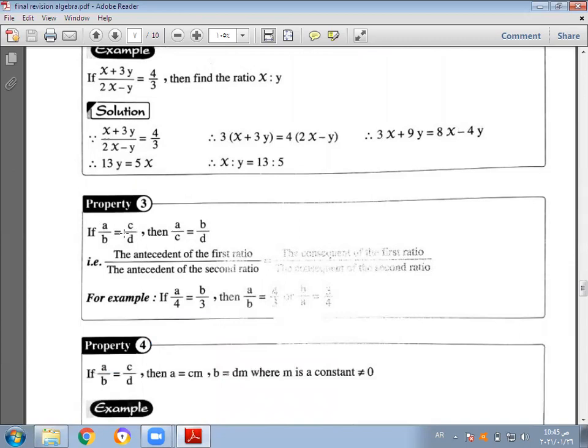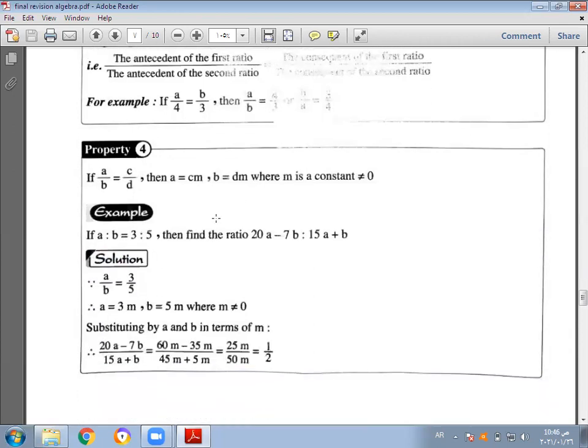Property number 3: if a over b equals c over d, then a over c equals b over d. The antecedent of the first ratio over the antecedent of the second ratio equals the consequent of the first ratio over the consequent of the second ratio. Property number 4: if A over B equals C over D, then A equals Cm, B equals Dm, where m is a constant and not equal to 0.